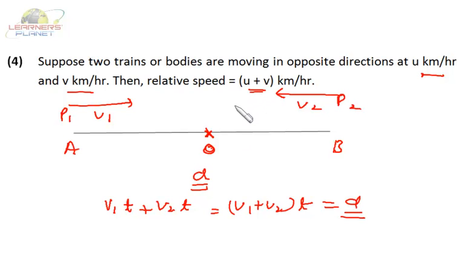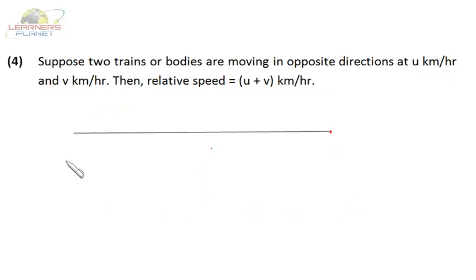Now let's take a practical numerical example over here. Suppose two persons are there, A and B, and the distance between them as of now is say 30 kilometers. Let's assume the speed of A is 5 kilometer per hour and speed of B is 10 kilometer per hour. Now both of them are starting simultaneously to meet each other.